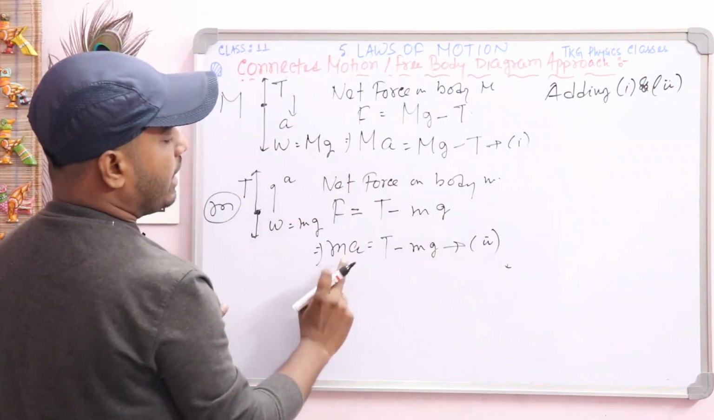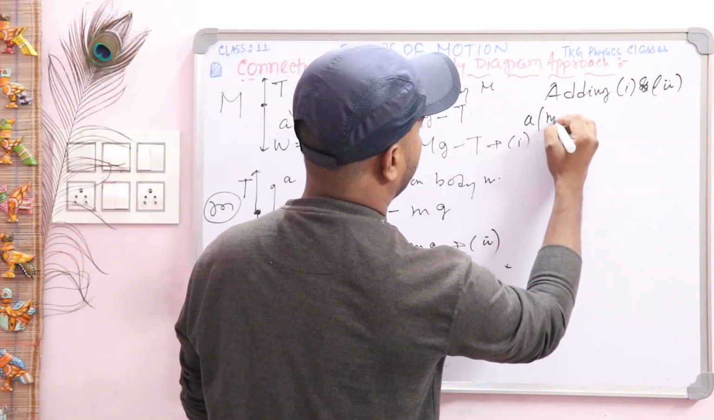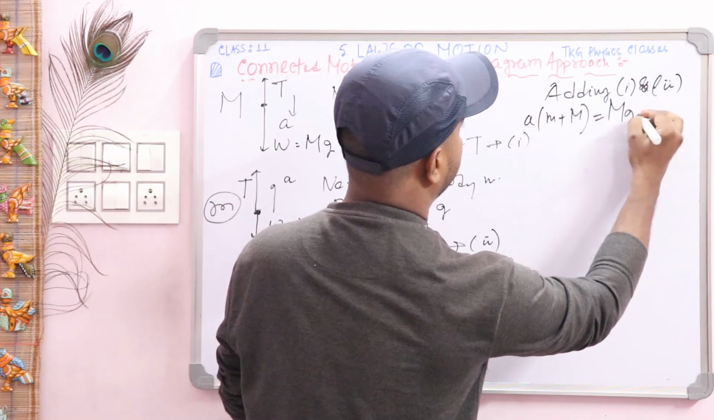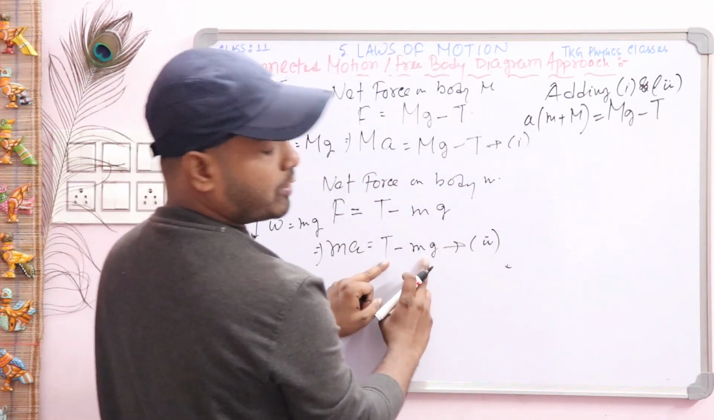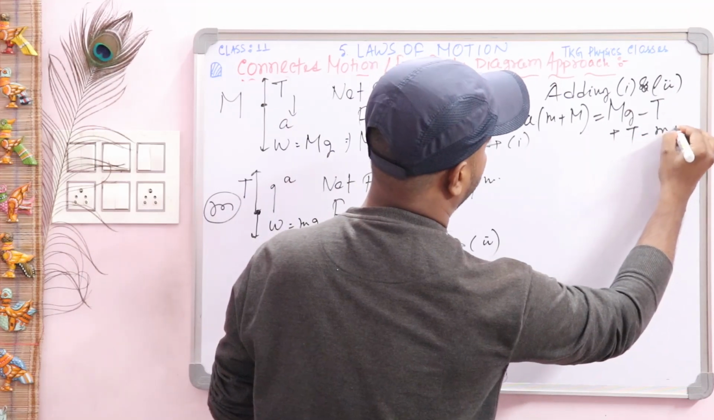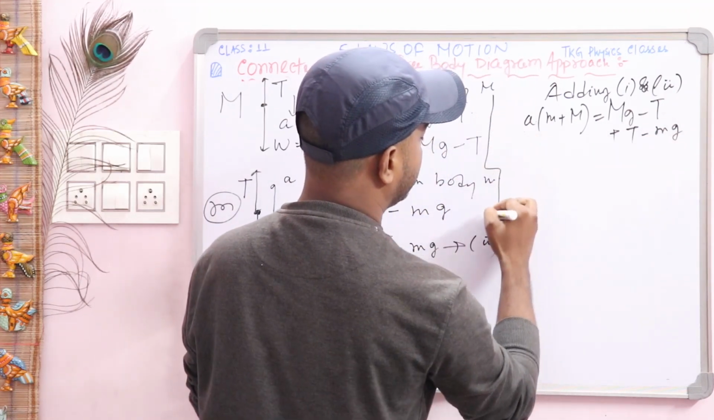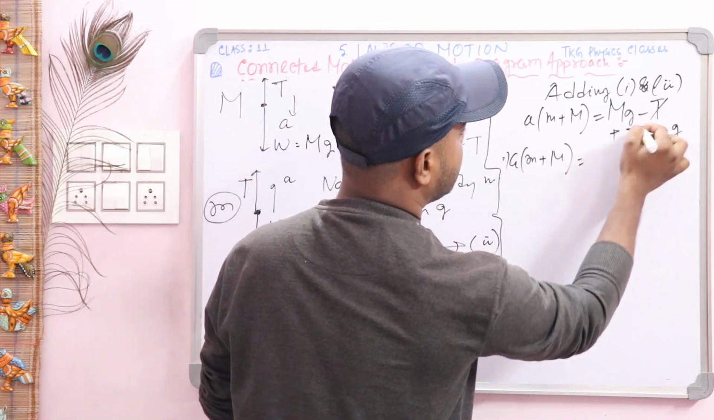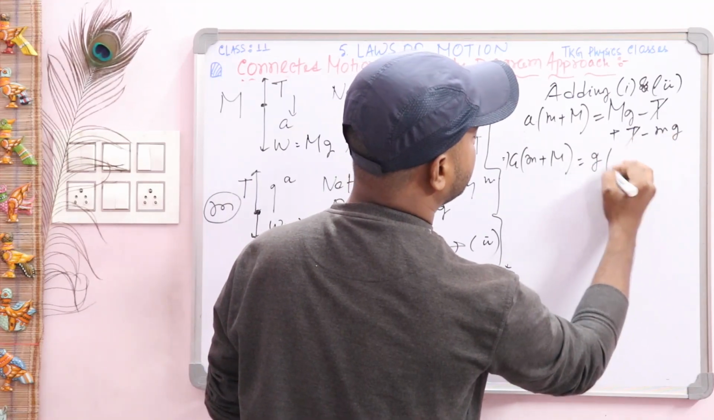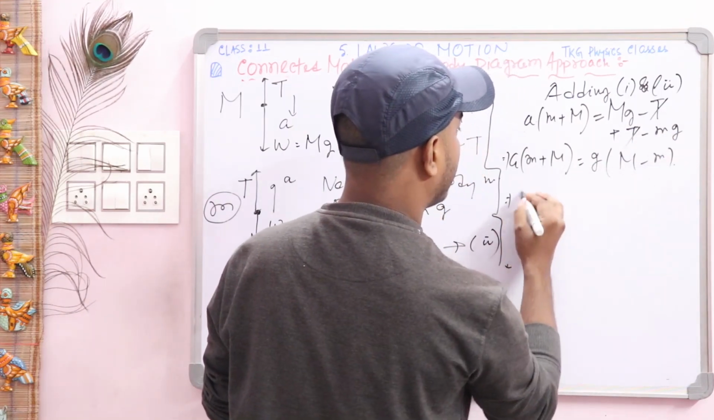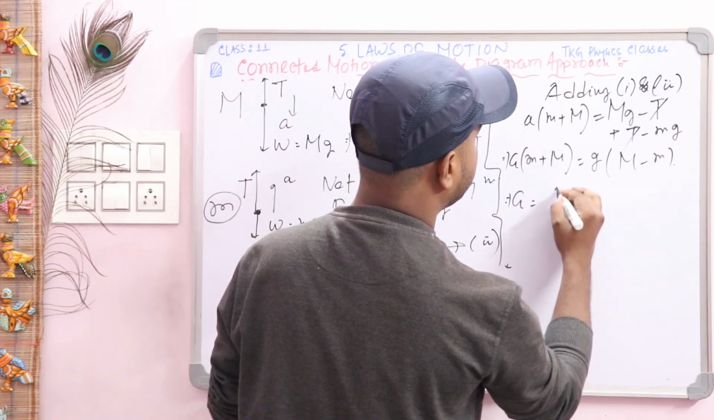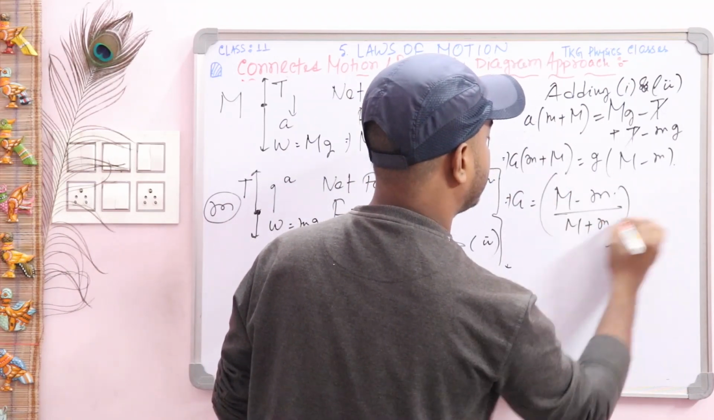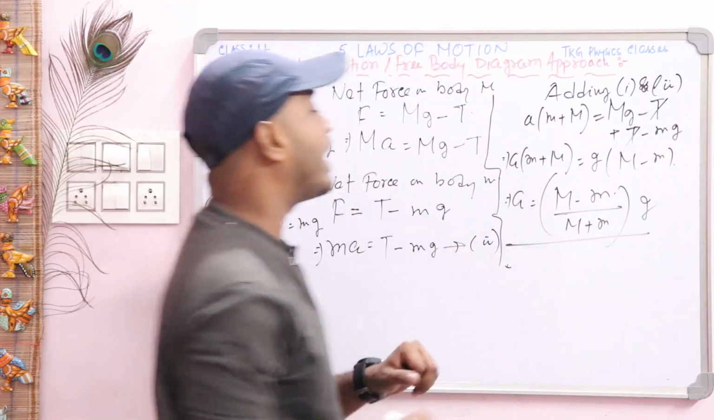You see, (M + m)a = Mg − T + T − mg. So from here you can write (m + M)a, and here T minus T cancel out, g common, so this value will be (M − m)g. So from here you can easily write a = (M − m)/(M + m) × g. So this is the expression of acceleration.